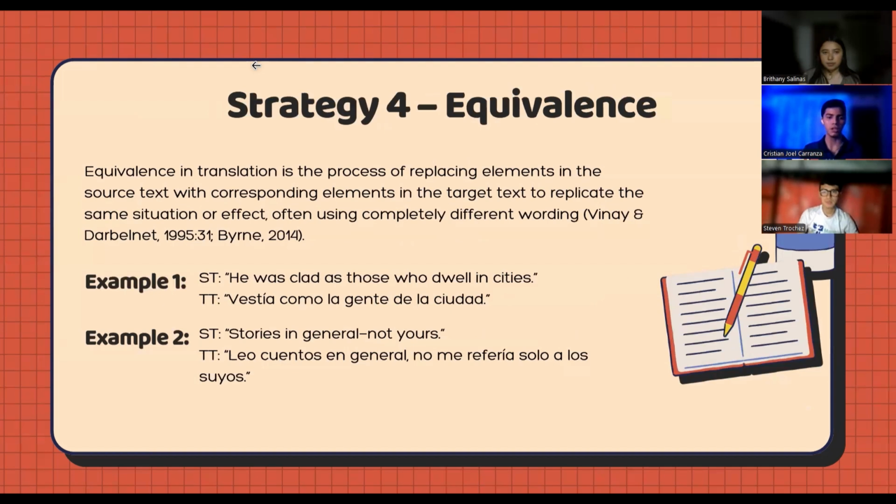The next strategy is equivalence, which is used when a word or phrase in the source language is replaced by an idiomatic or culturally appropriate expression in the target language. This is defined by Vinay and Darbelnet 1995 as a way of replicating the same situation using different wording. We have some examples from the book, and the first one, in the source text we have, he was clad as those who dwell in cities. While in the target text, we have vestía como la gente de la ciudad. Instead of a direct translation, the translator finds a more idiomatic way to express the same idea, so it sounds more natural for the target audience.